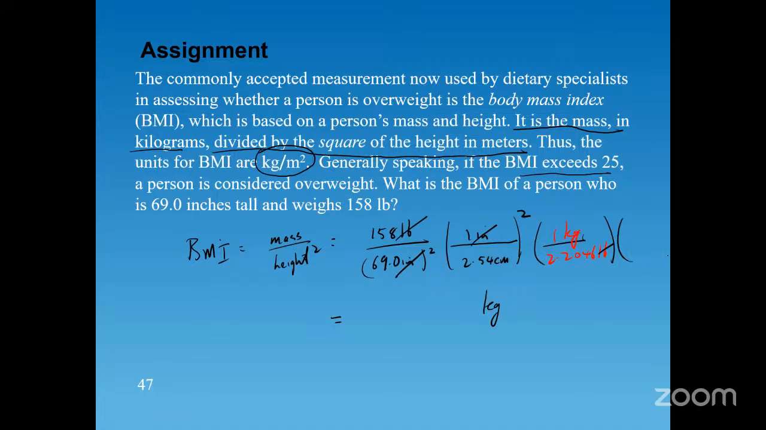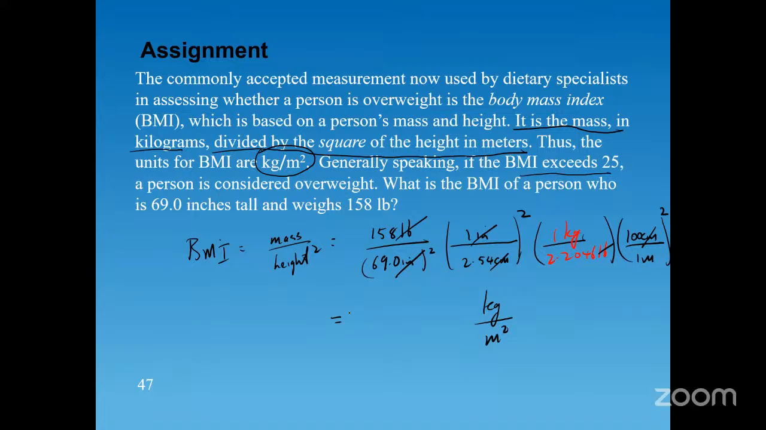So one more conversion factor is needed where you convert centimeters to meters. That would be 100 centimeters is equal to 1 meter, and that would be squared. So basically, the centimeter units will cancel out. So the final units will be kilograms per meter squared.